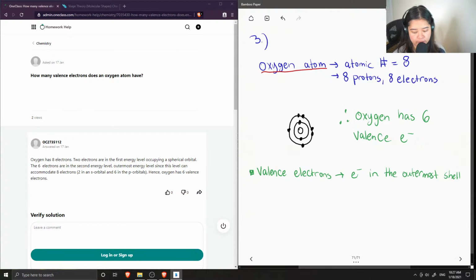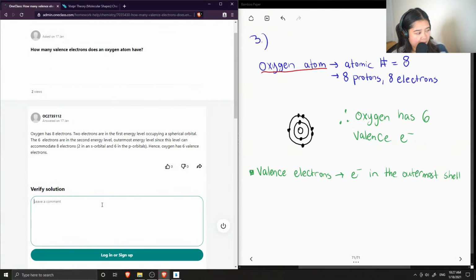Okay, so let's see what the junior tutor said. Oxygen has 8 electrons, and 2 electrons are in the first energy level, occupying a spherical orbital. So that's also known as the s orbital. And the 6 electrons are in the second energy level, the outermost energy level, since this level can accommodate 8 electrons. So 2 in an s orbital and 6 in the p orbitals. Hence, oxygen has 6 valence electrons. Okay, so the solution is correct.